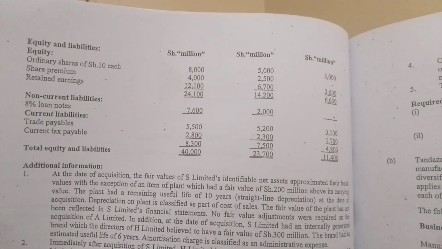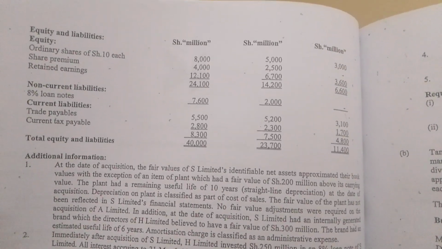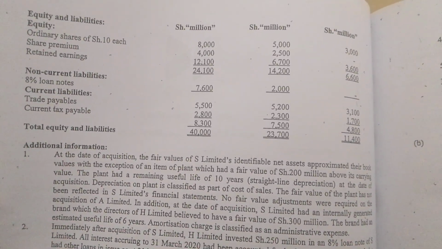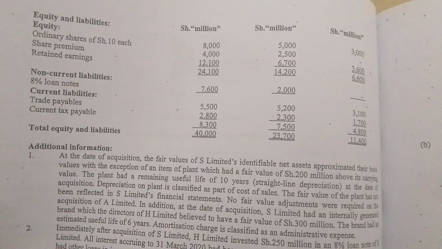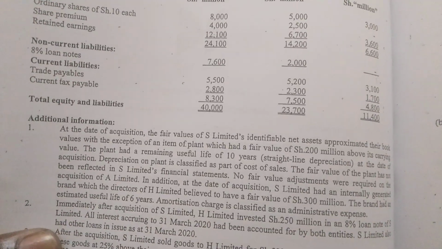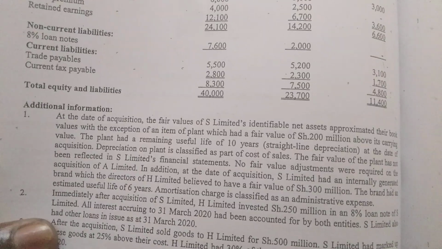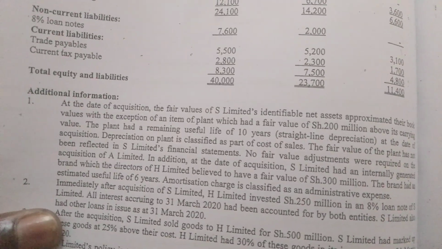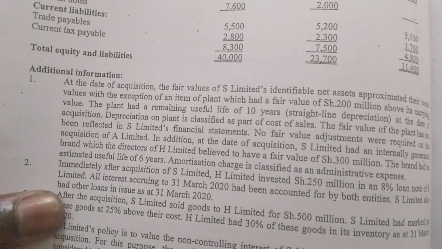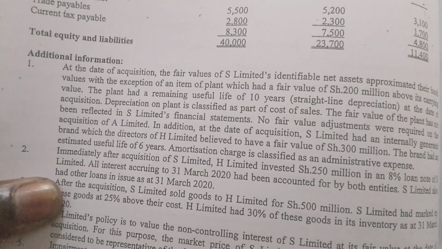Continuation. Equity and liabilities. Ordinary shares of shillings 10. Share premium. Retained earnings. And current liabilities. 8% loan notes. Current liabilities, trade payables, current tax expense.